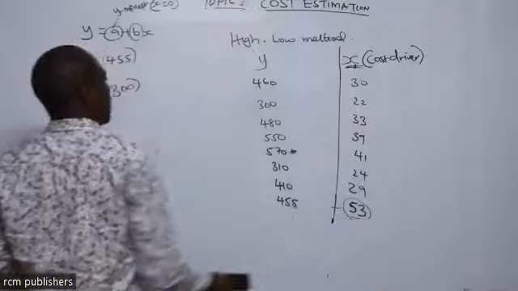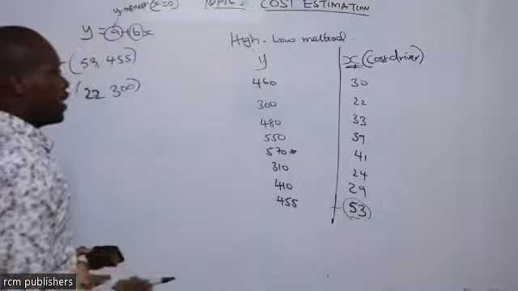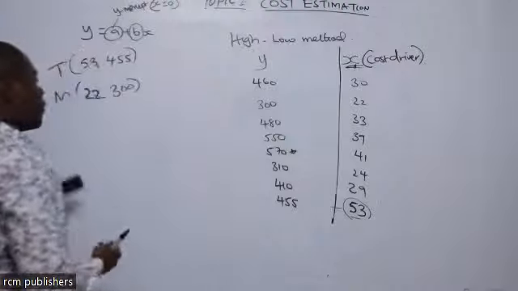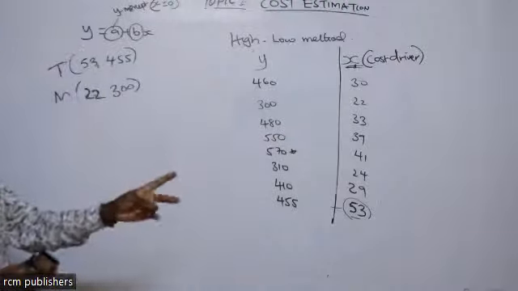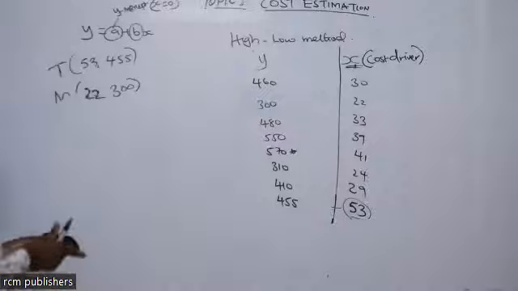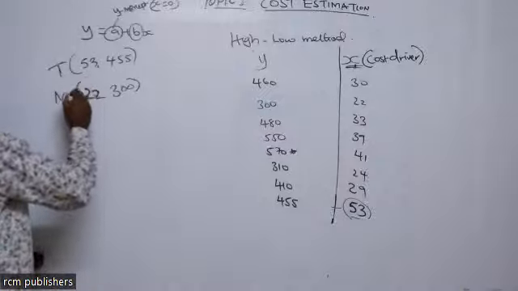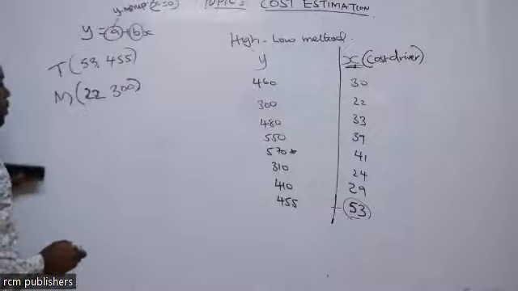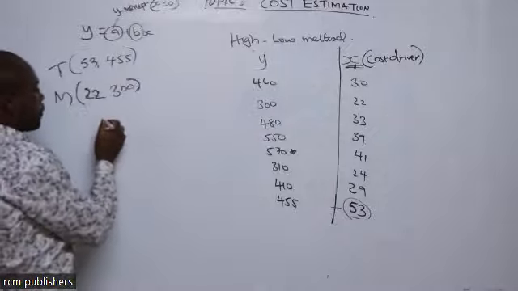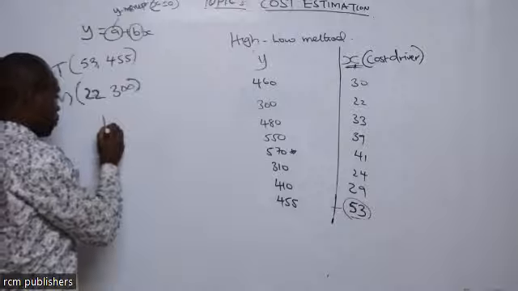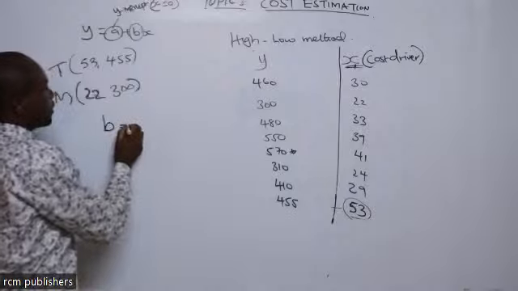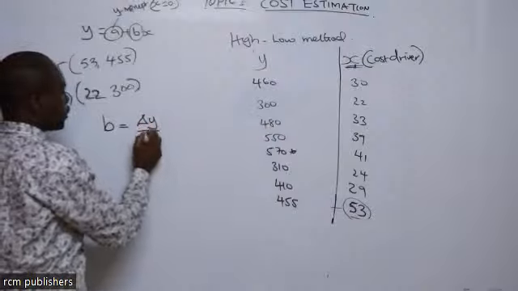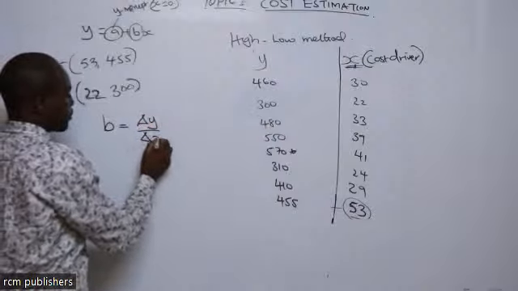So this is what we had. We've identified the high and the low figures. We have them here. We have to take the two sets, the highest and the lowest. Then what are we going to do? We are going to apply the formula for getting the value of B, which we said is equivalent to change in Y over change in X.